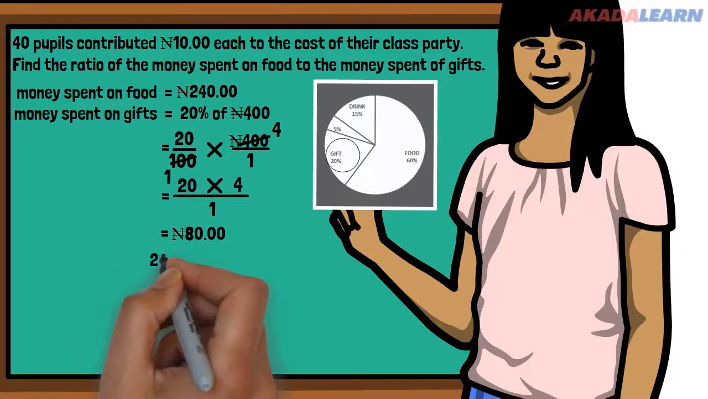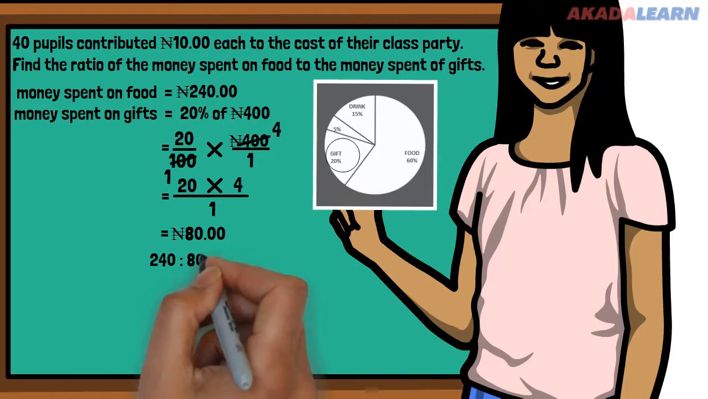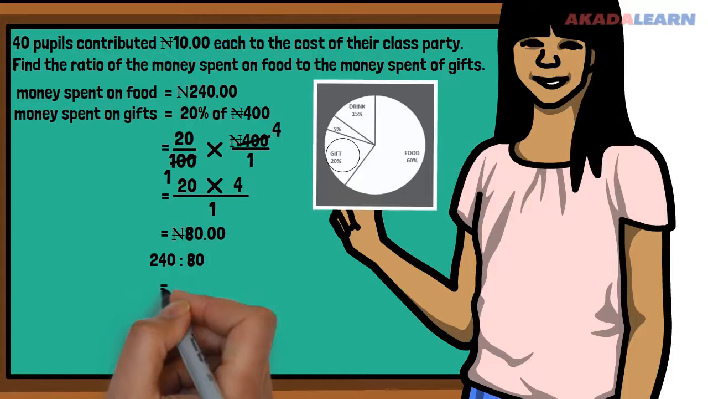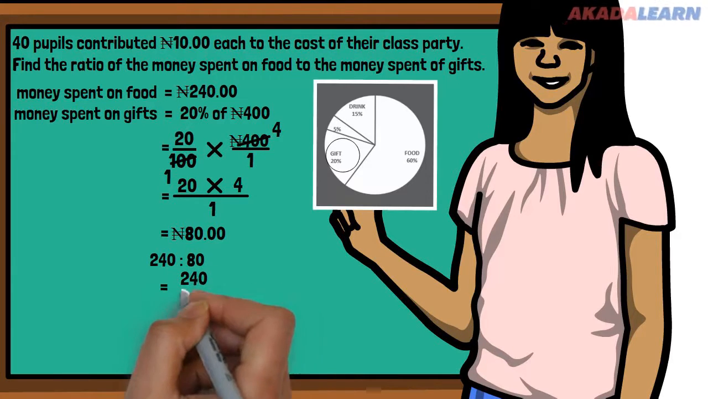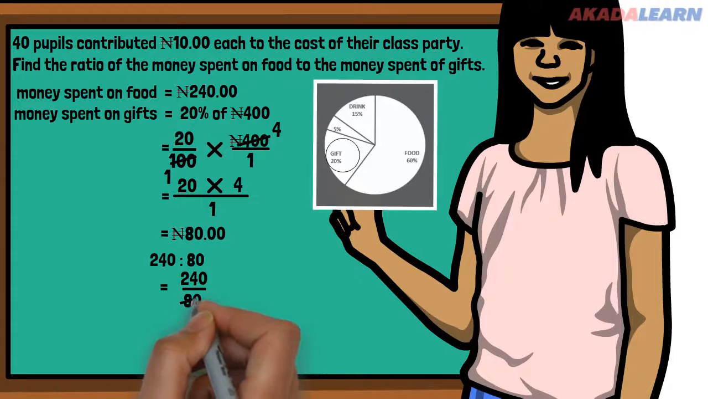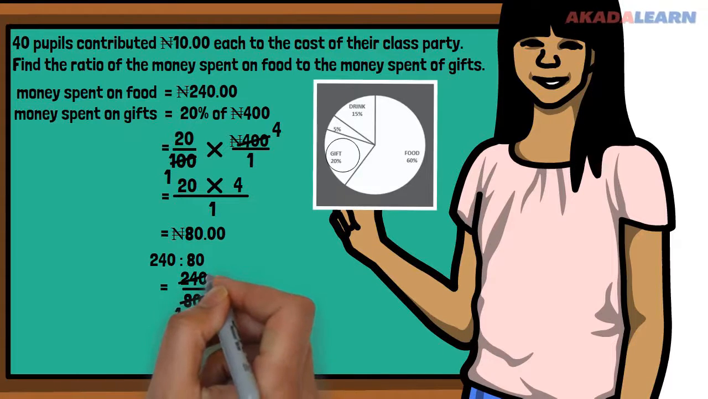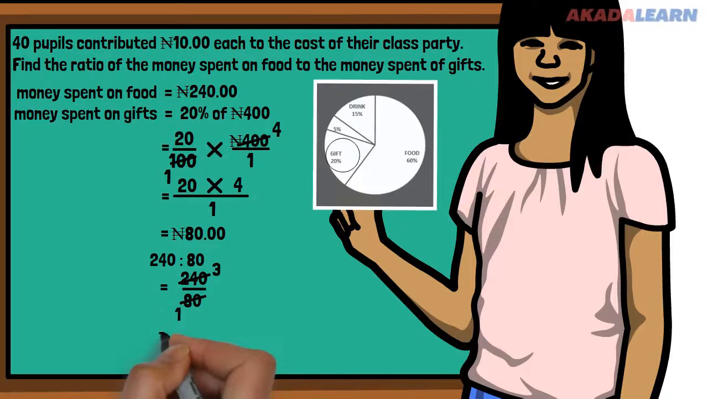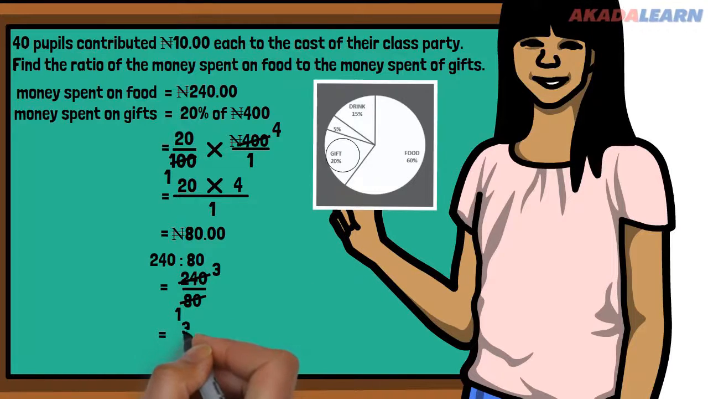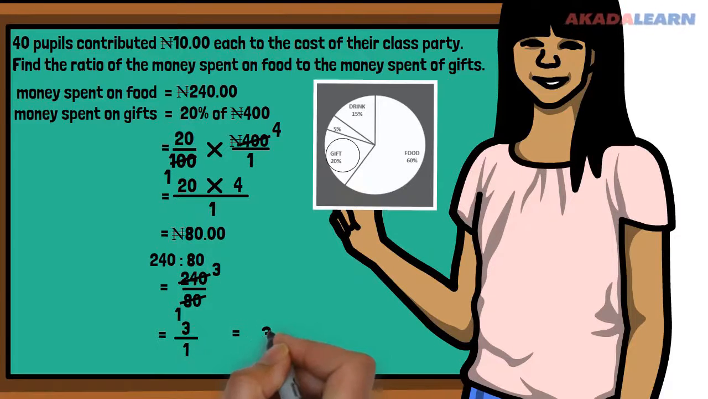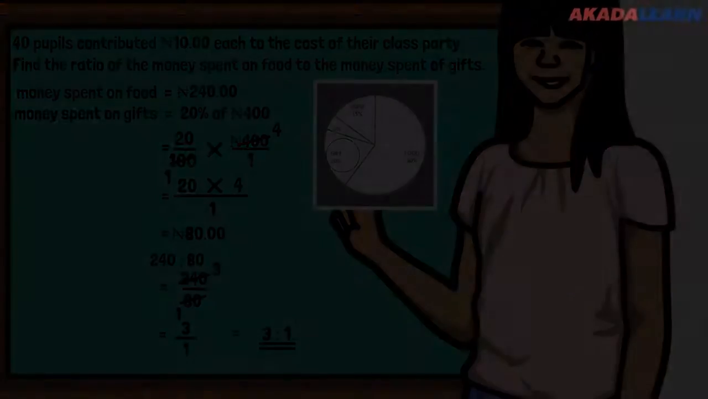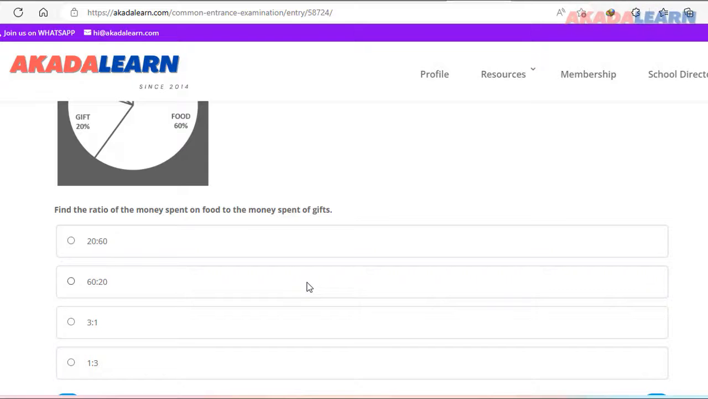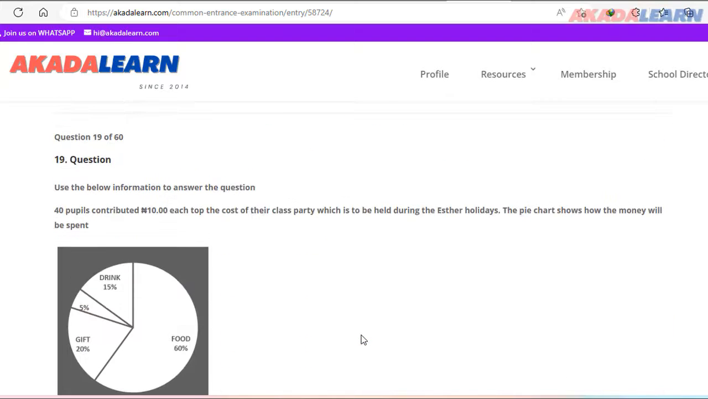Okay, so 240 ratio 80. So we're going to have to divide that, 240 by 80. 240 divided by 80 will be 3. So this equals 3 over 1, which is equal to 3 ratio 1, which is your final answer. So we can see from our video the answer is 3 ratio 1, which is option C. So we'll take that. Let's get to the next question.